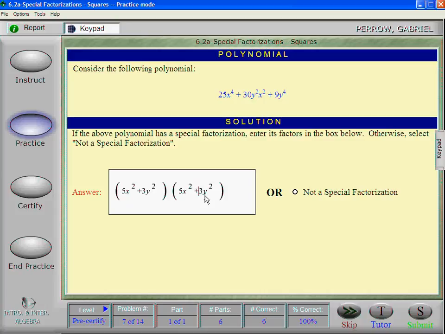5x squared times 3y squared, that would be 15x squared y squared. It would be the same thing with the inside part. So when you add 15x squared y squared, and same thing again, you get 30x squared y squared, or y squared x squared, same difference. So it does check out in the middle, and we can submit that as our answer.